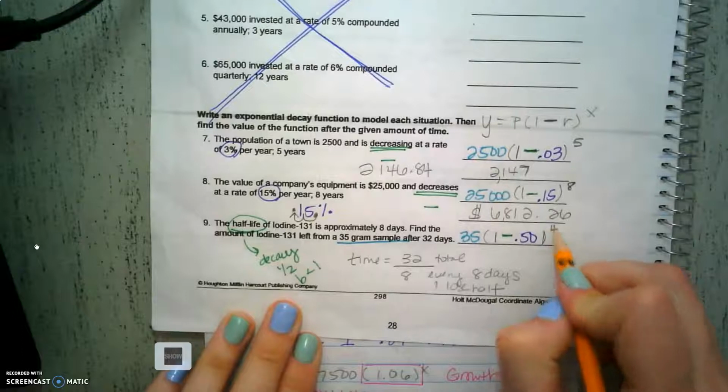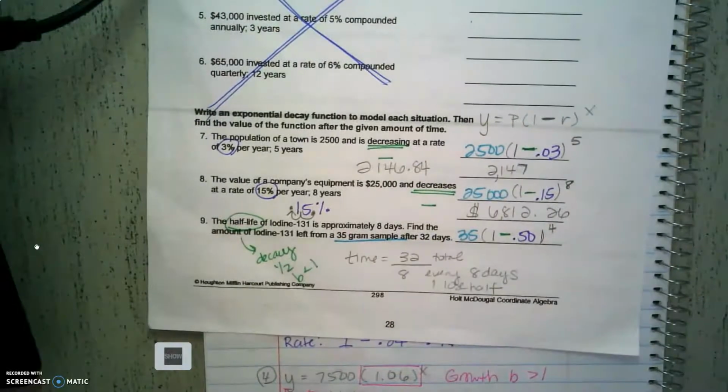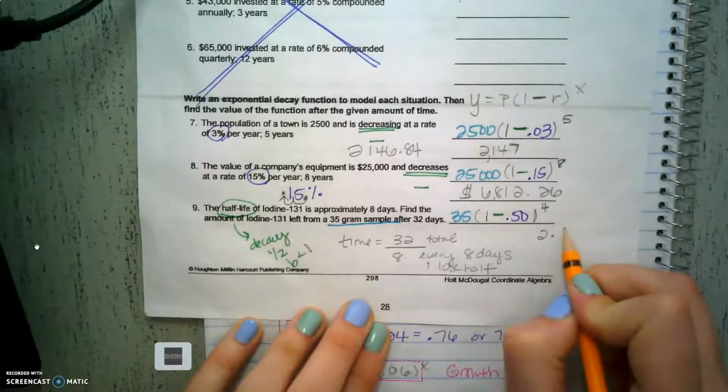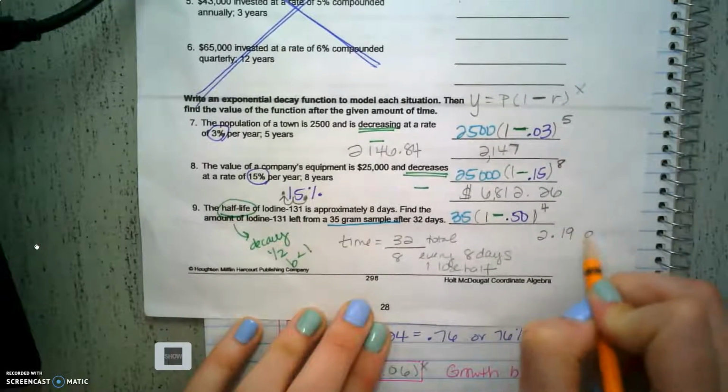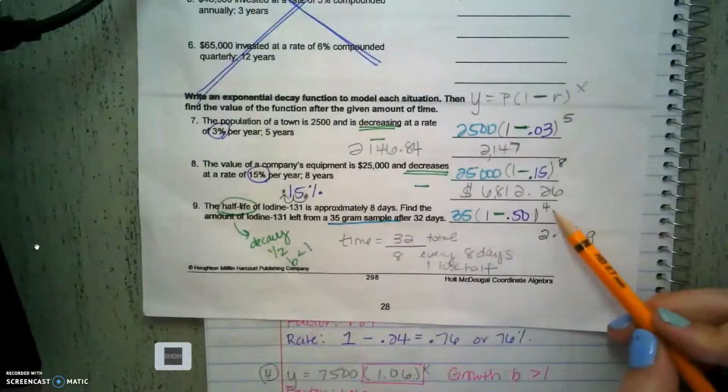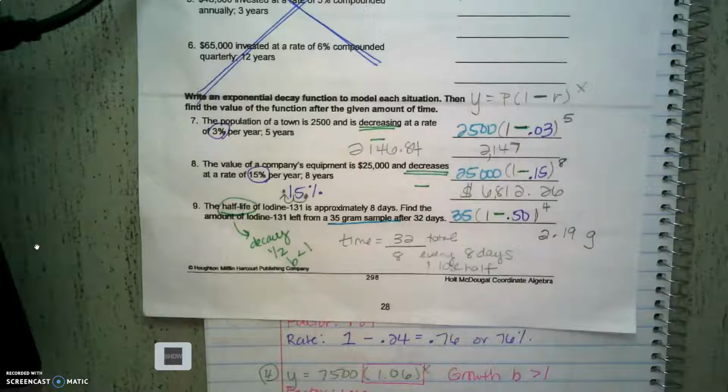So 32 divided by 8 is 4. So my time is 4. So we'll say 35, 1 minus 0.50 raised to the 4th. So we have approximately 2.19 grams left of this sample after the 4th trial, after that 4th experiment.